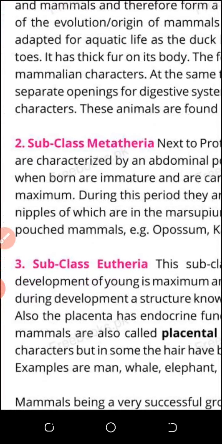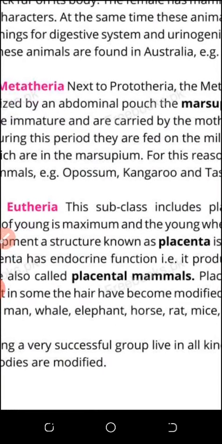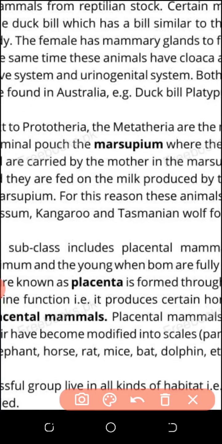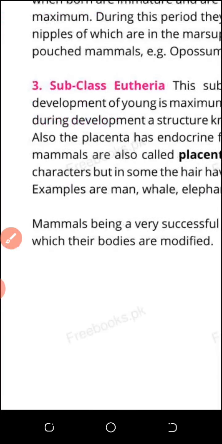Metatheria, pouched mammals, medium developed mammals, also found in Australia. Kangaroo and opossum are examples. Marsupium means the animals are not completely developed inside the uterus, so they give birth, but after birth they store the animal in a pouch for some time to provide enough temperature. In that time there is a nipple of the mammary gland in the pouch. They will provide the nourishment, and after some time they will grow and become developed offspring.